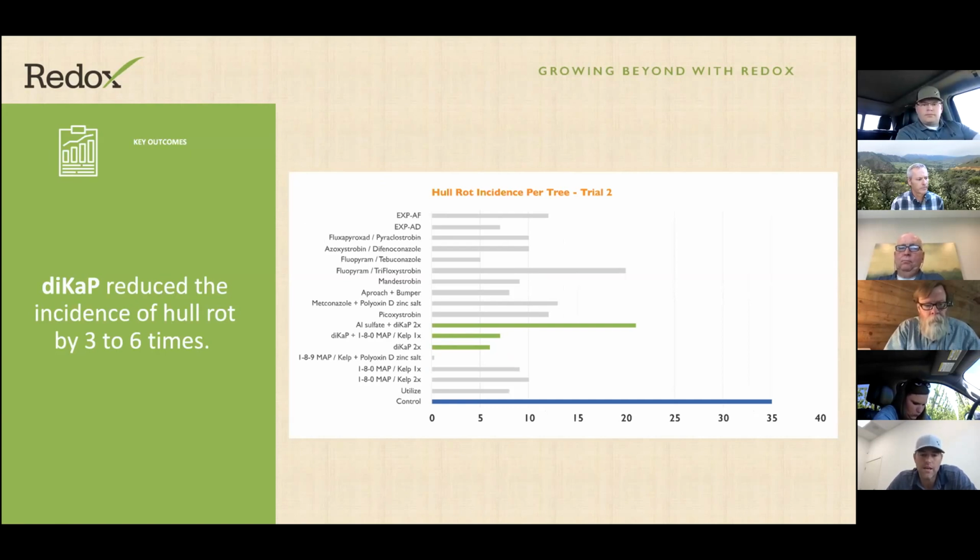Here 2 times again, one of the outstanding performers in reducing, and this was a particularly bad hull rot year. You can see 35 strikes in the control, and down to, again, anywhere from 3 to 6 times. With 2 applications, you're near 5 strikes on average. So again, this has been a very good material to use.